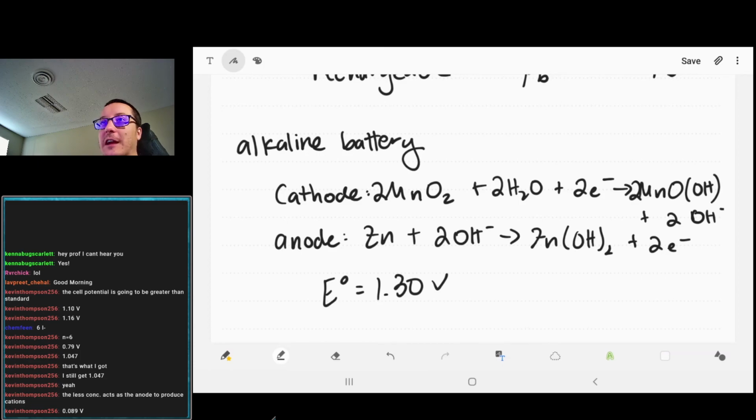This particular alkaline battery is not rechargeable. We're going to see that we're going to end up not having the same product to work with at the end that we started with. So we can't just disproportionate and go back to where we were. So this particular one will be not rechargeable, sadly.